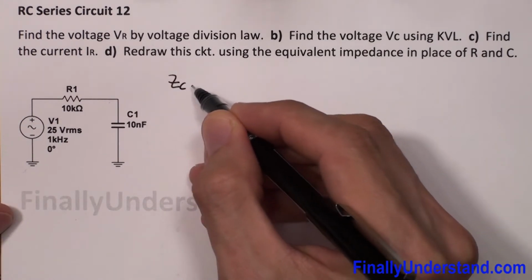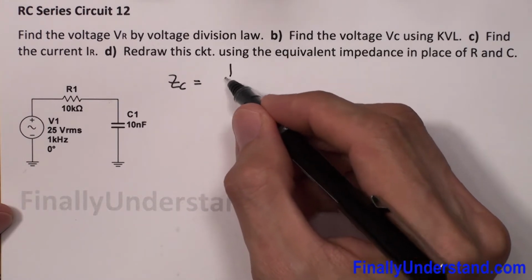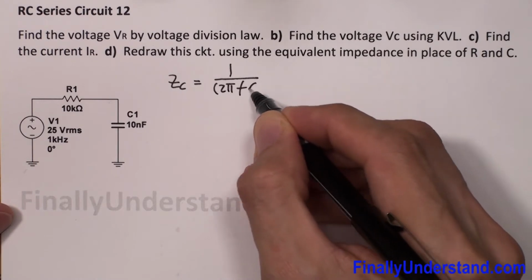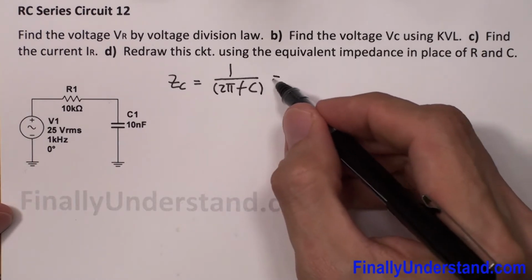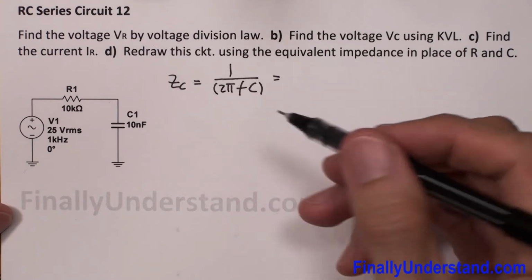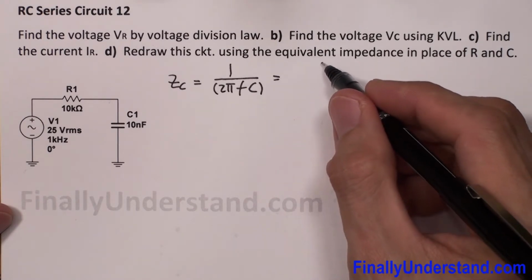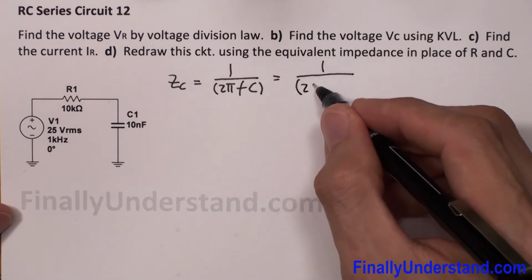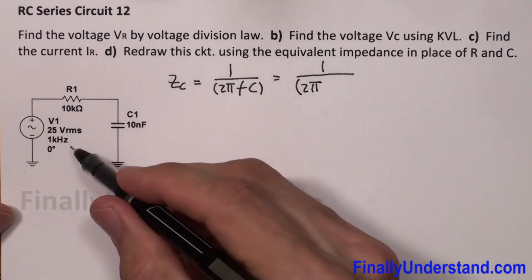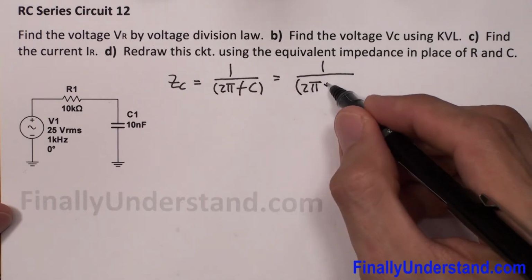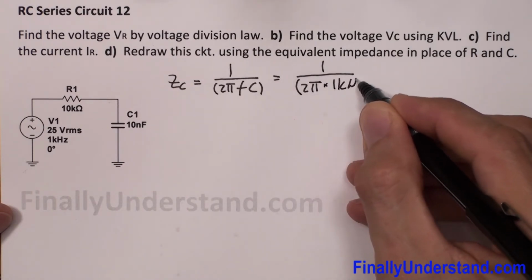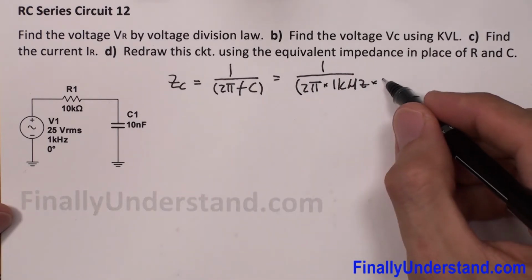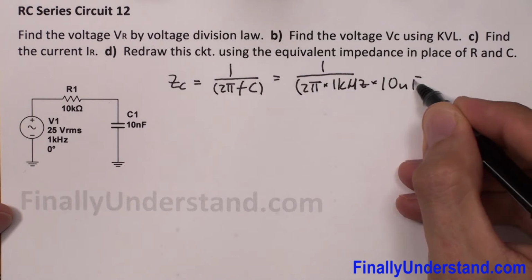Z of C is equal to 1 over 2 pi f C. In some books we are going to see X of C. This is basically the same thing. So I have 1 divided by, open parenthesis, 2 pi times the frequency, which is 1 kilohertz, times the capacitance, which is equal to 10 nanofarads.